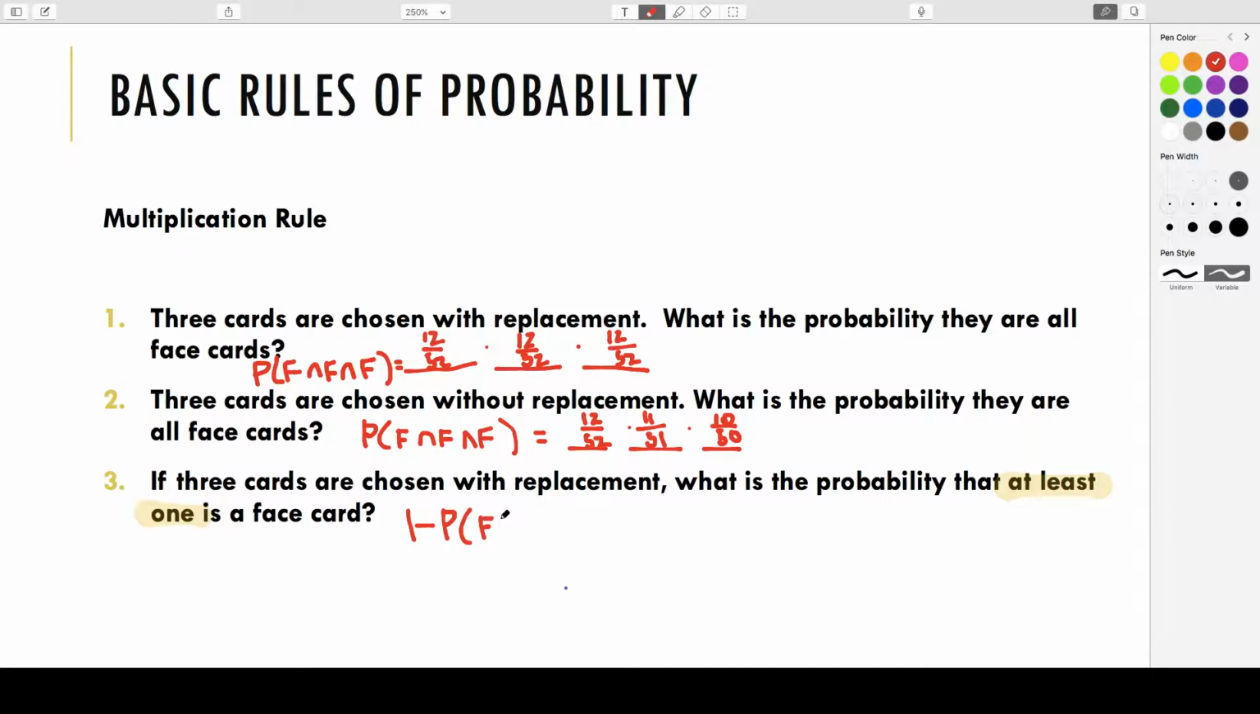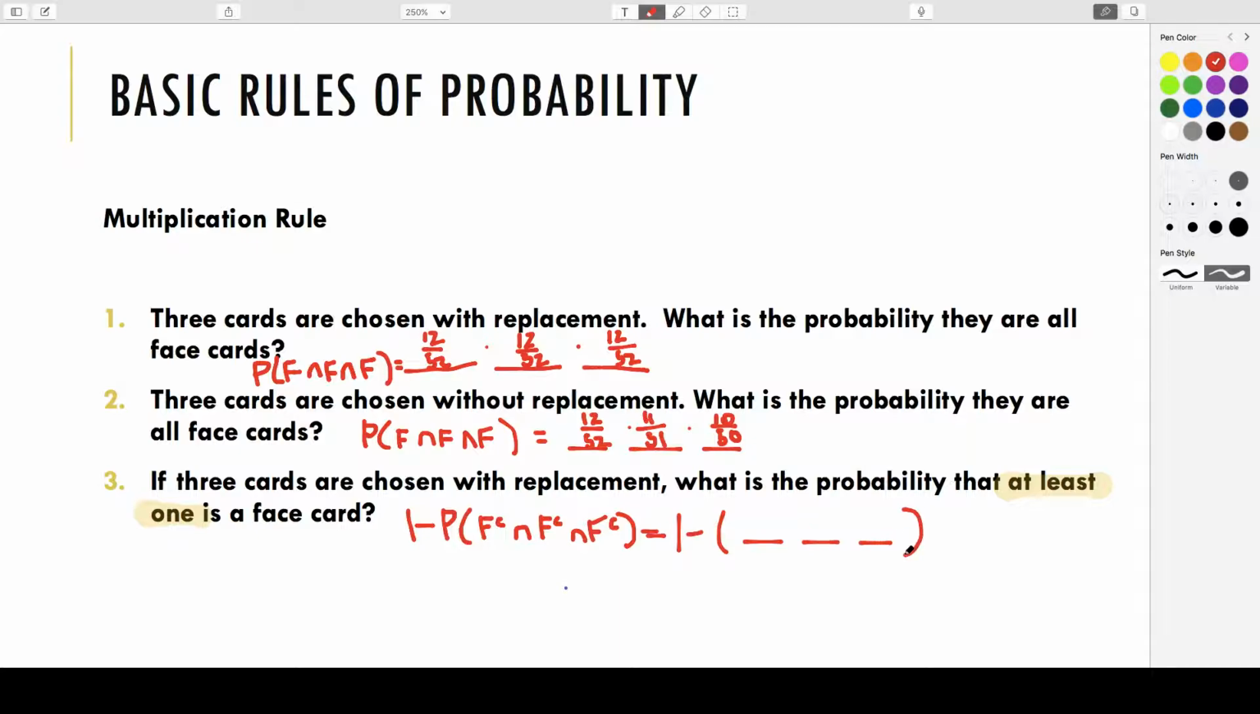So not a face card and not a face card. My finger's gonna be sore after this. And not a face card. Oh my gosh, this is painful for me.